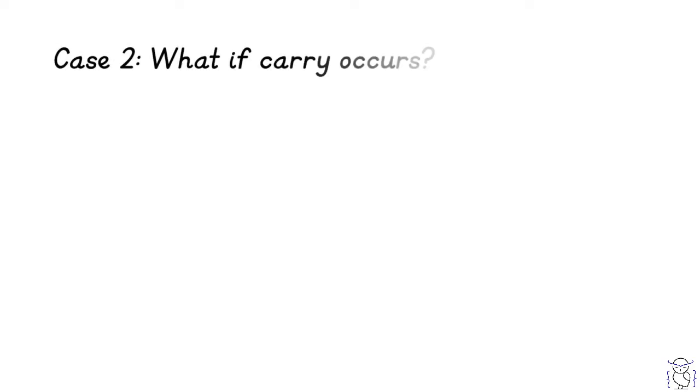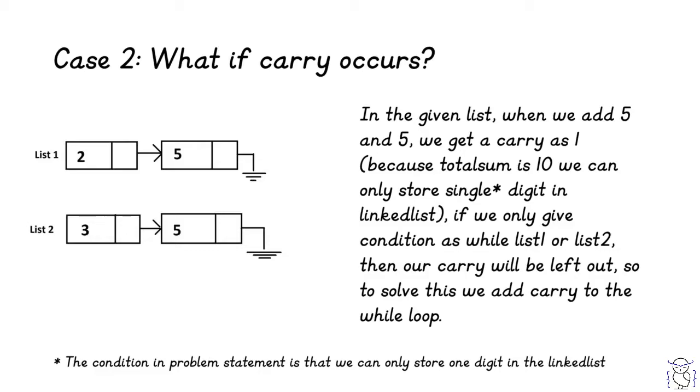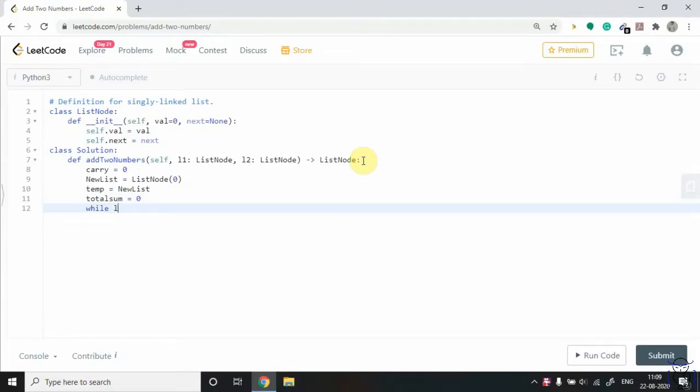The next criterion we have to look at is, what if we get a carry after adding the last numbers in the linked lists? For example, suppose our linked lists are 2, 5 and 3, 5. We get a carry value 1 by adding the last numbers, that is 3 and 5. If we only give the condition as while list 1 or list 2, then our carry will be left out. So to solve this, we will add the criterion carry also to our while loop.